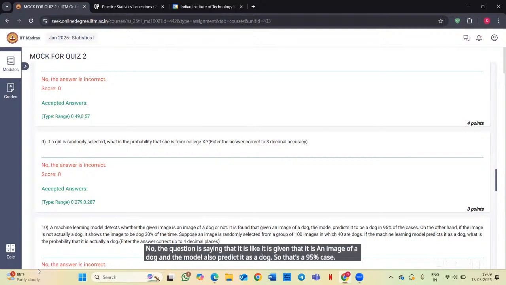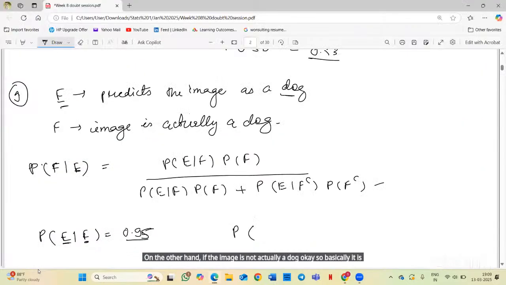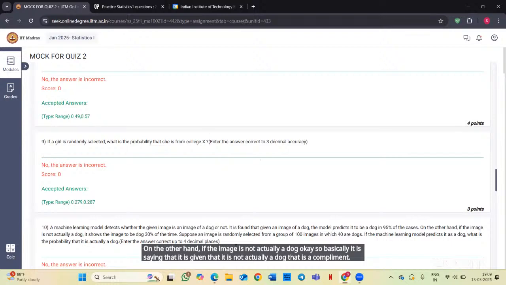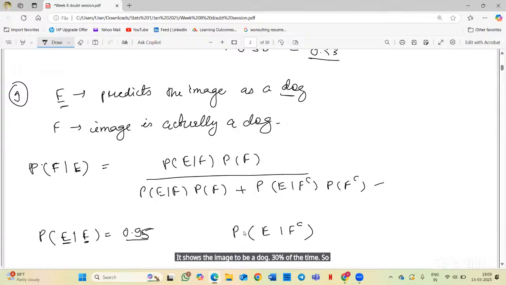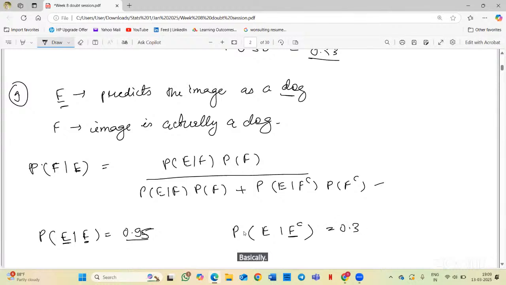On the other hand, if the image is not actually a dog, so basically it is given that it is not actually a dog, that is F complement, it shows the image to be a dog 30% of the time. So the probability of E given F complement would be 0.3. Basically, it is not an image of a dog, but it is predicted as a dog. Got it? Yes, ma'am. Is it clear?